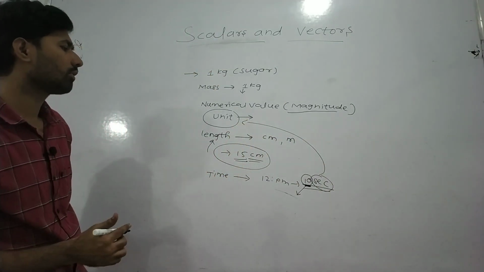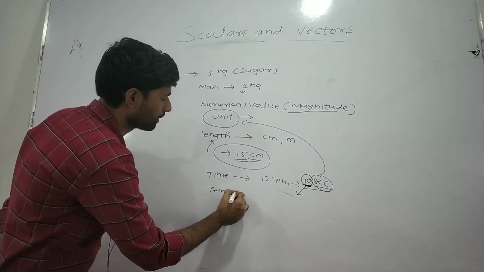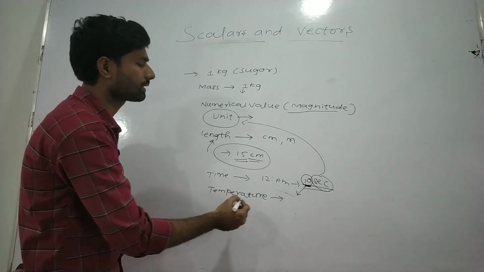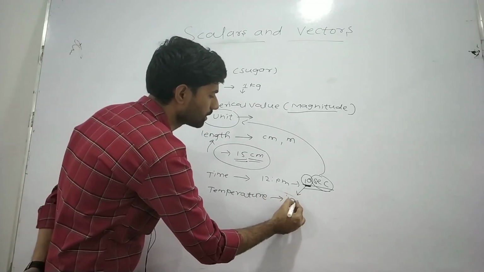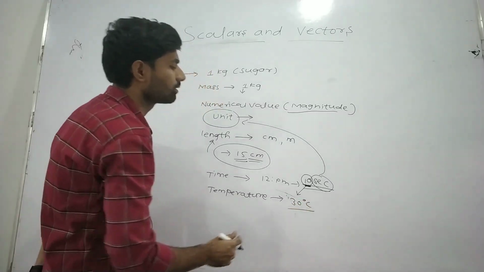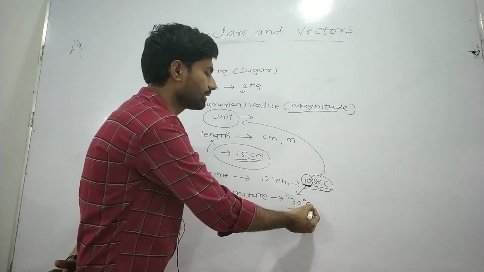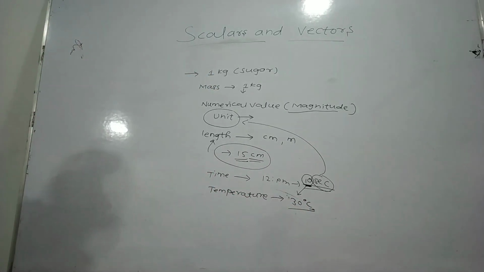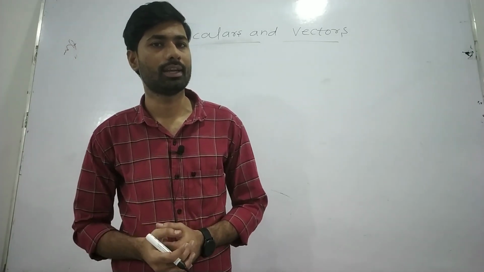We can also have other physical quantities such as temperature. Temperature is also a scalar quantity. Here also we specify, let us suppose, a room temperature of 30 degrees Celsius. So 30 is the magnitude and degree Celsius is the unit specified for temperature. Up to now we have discussed scalar quantities in detail.